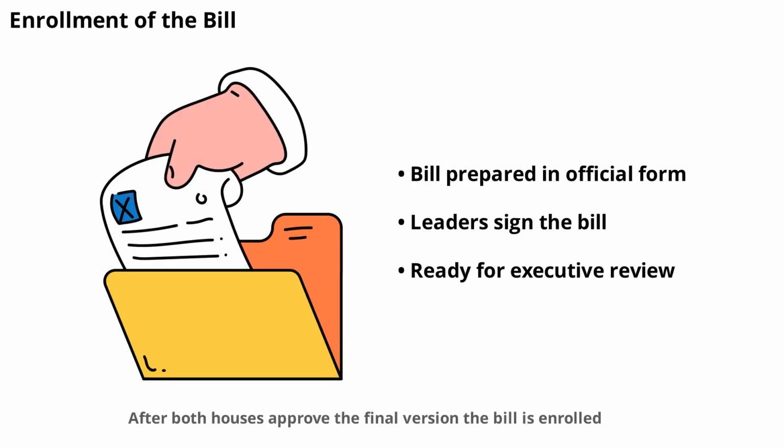After both houses approve the final version, the bill is enrolled. This means it is prepared in its official form, with all amendments and changes included. The enrolled bill is then signed by the leaders of both houses, certifying that it has passed all required steps. This prepares the bill for the next stage: presentation to the executive.